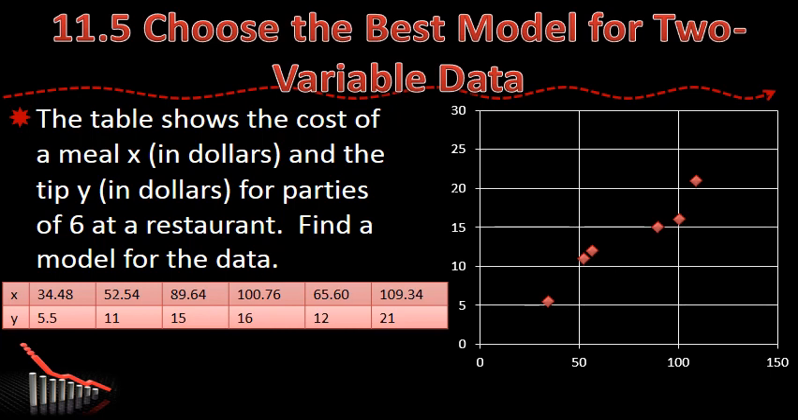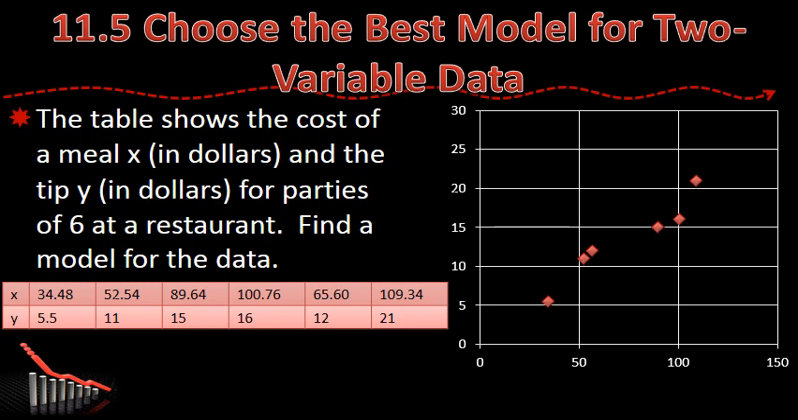Well, I think that tips should usually be just a percent of the cost of the meal. So that means linear. We're going to try linear, although cubic would give us a slightly better match. But we're going to go with linear because tipping should be a linear function.